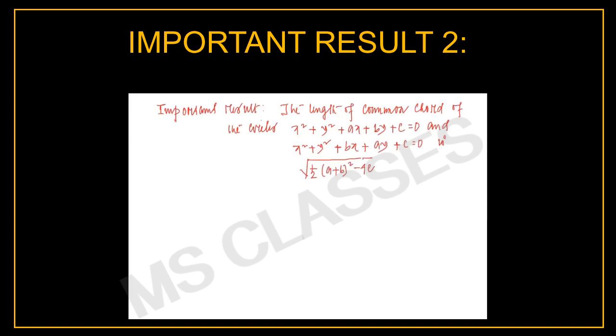So if we have these equations, then we can get the length of the common chord by this formula. How is it coming? Let us understand this. We take here two circles.